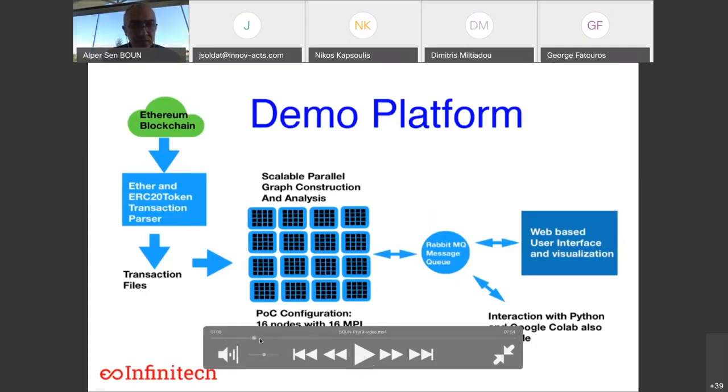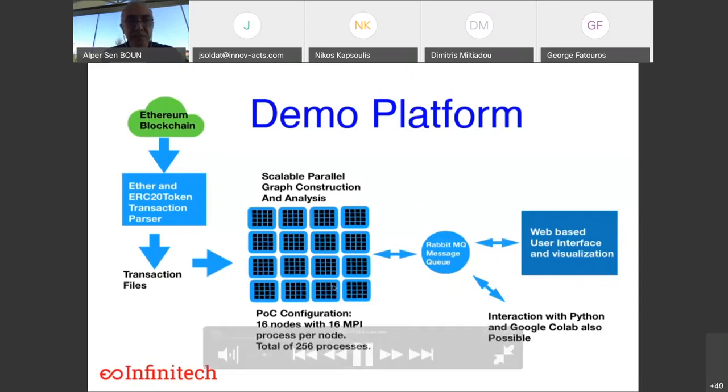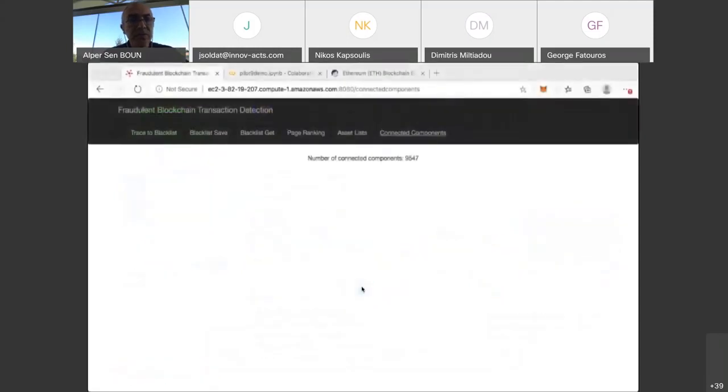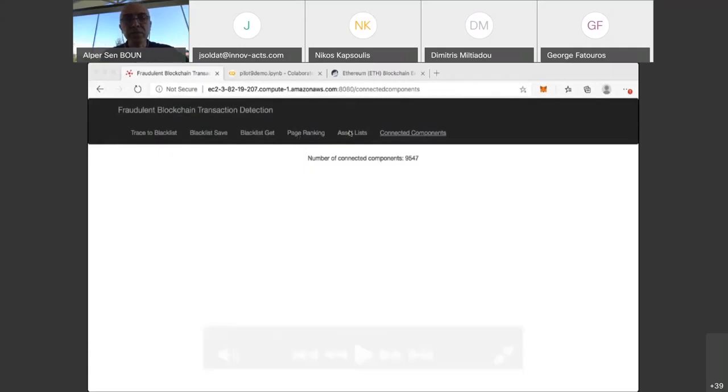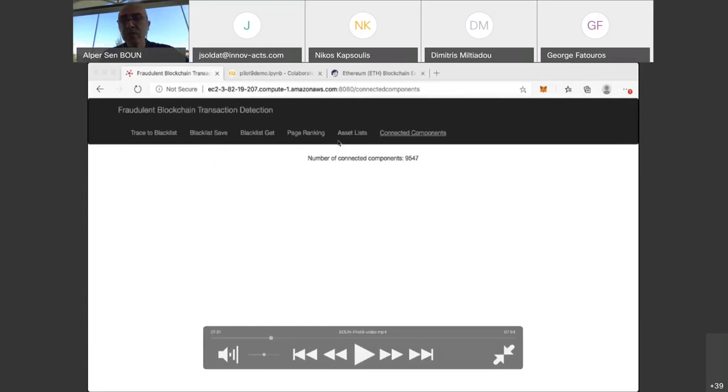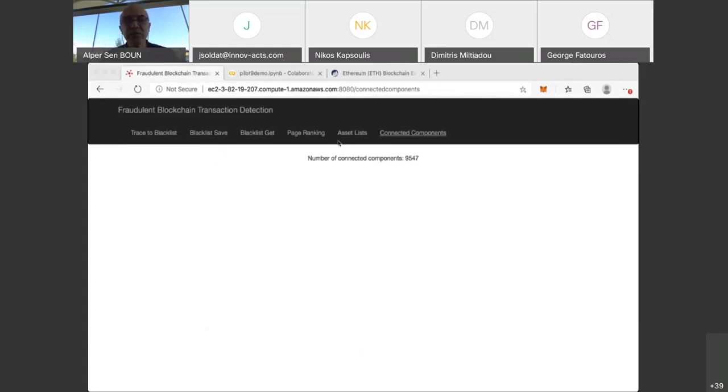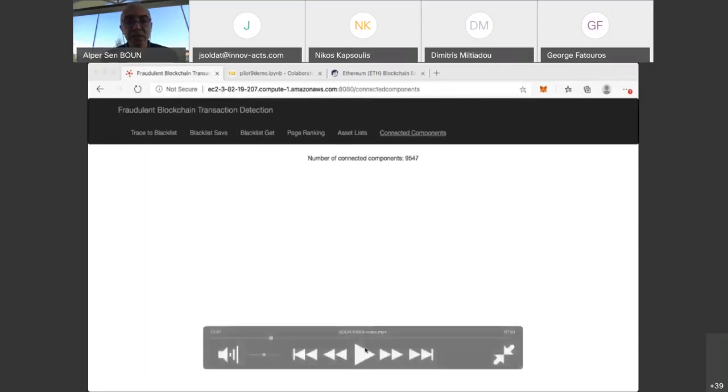So I'm going to skip over to some of the capabilities of the user interface. This is what it looks like. We have a way of tracing from blacklist nodes to the addresses of interest. We have a way of adding to or increasing our blacklist database. We have a way of ranking the addresses in terms of importance. And we have a way of seeing what assets or addresses we are tracking in our asset list. I'm going to show each one of these briefly to you.